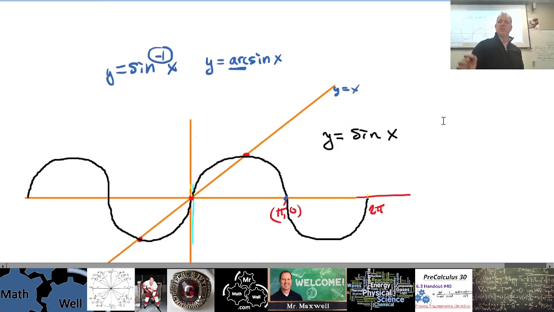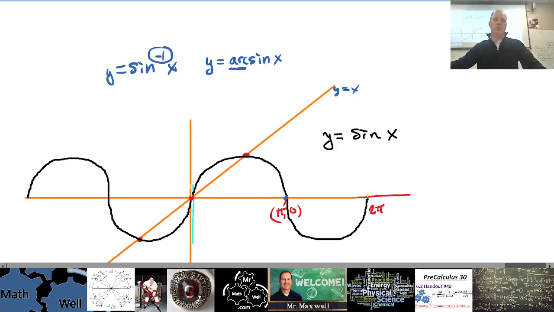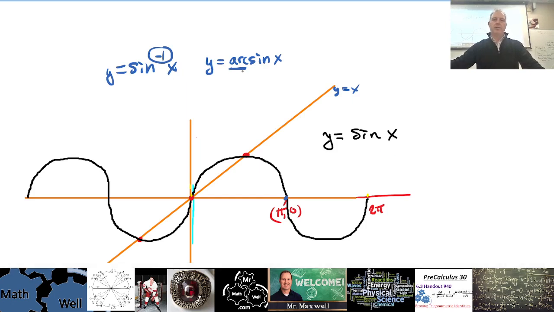So I would like to talk about the inverse of trig functions because this chapter is about trig functions. Yeah, I think we'll wrap up our preview here. We will talk about inverse of trig functions because we're going to be talking about limits of trig functions in 7.1. So the black graph here is y equals sine x.